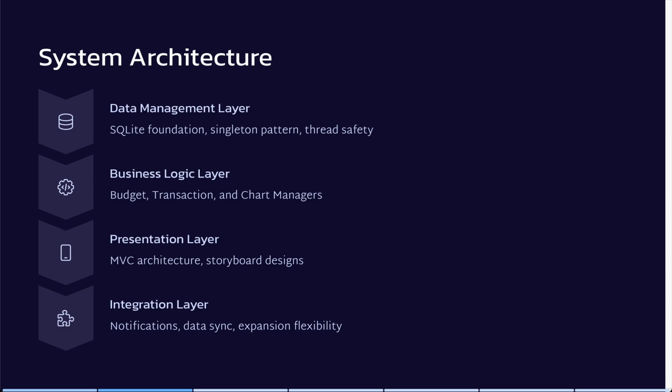Then comes the presentation layer. We follow the MVC design pattern and use storyboard based layouts to keep everything clean and consistent across different screens. That way, the app stays user friendly and easy to navigate. Lastly, we have the integration layer, which connects all the pieces together. It handles things like syncing data, showing real-time updates, and leaving room for future features.